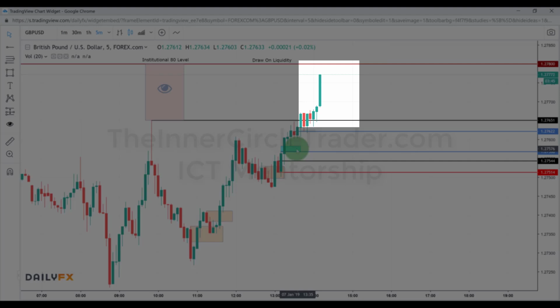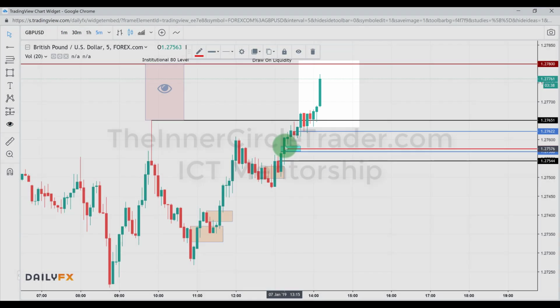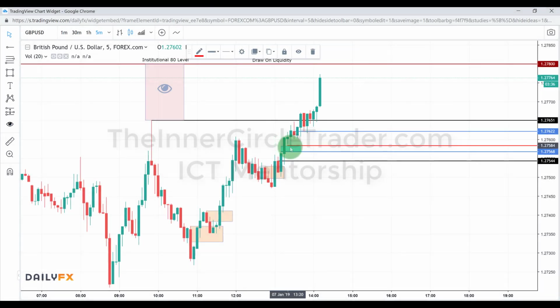Okay, there's our run on liquidity as explained. So our stop loss would go to below this low here. And again, I'm not jamming it up in there. I'm managing the trade without feeling I'm going to get stopped out. That's the one thing you don't want to do.